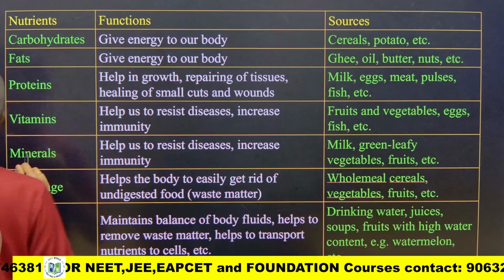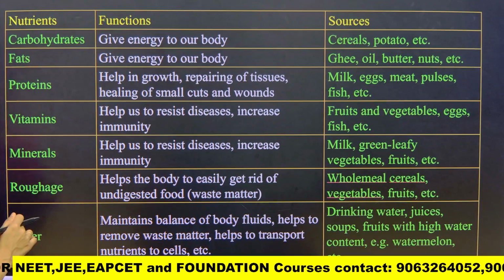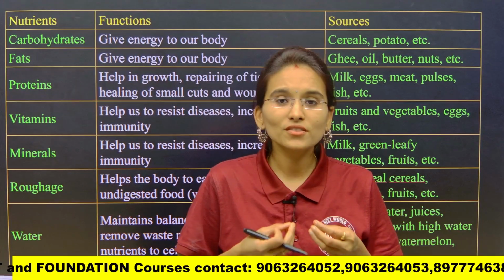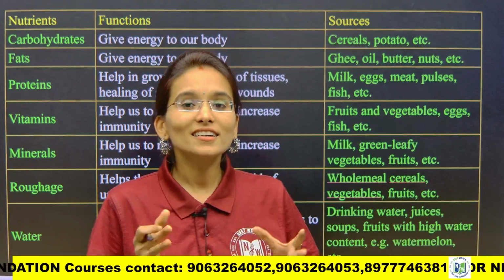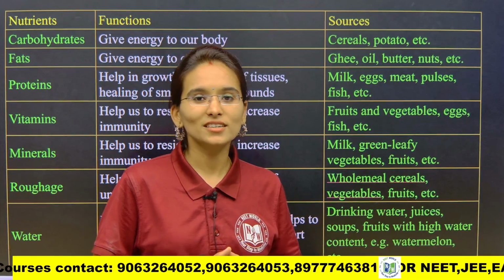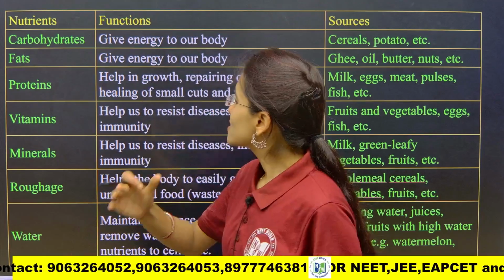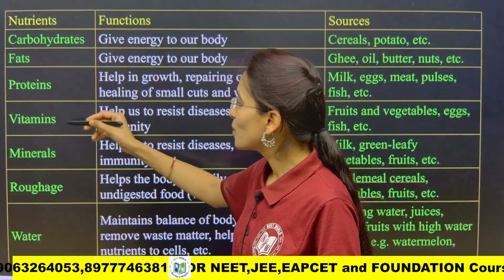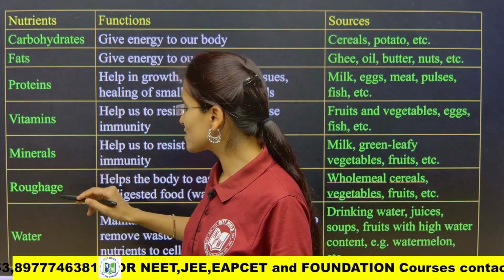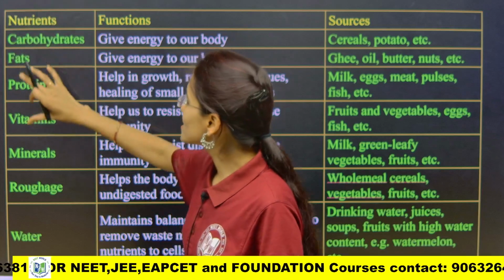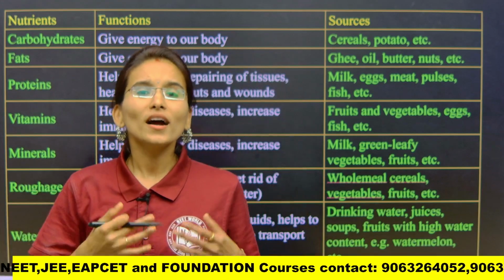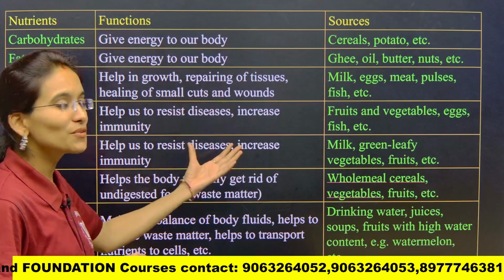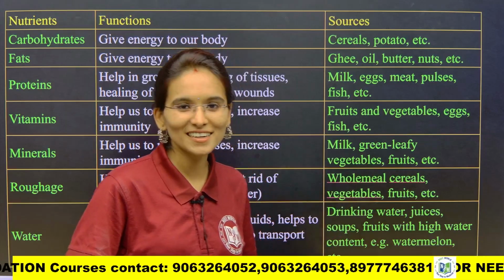Now we will see what carbohydrates are. The food whatever we eat contains multiple nutrients. So what are nutrients actually? The nutrients are of different types: carbohydrates, fats, proteins, vitamins, minerals, roughages, and water. These all are the nutrients. Why are the nutrients actually important? Those are listed here in the functions. We will discuss each and everything in detail, my dear students.